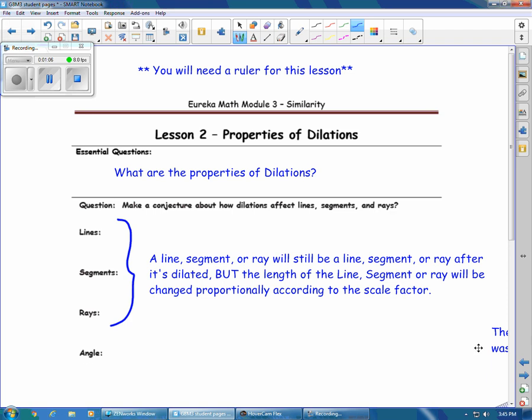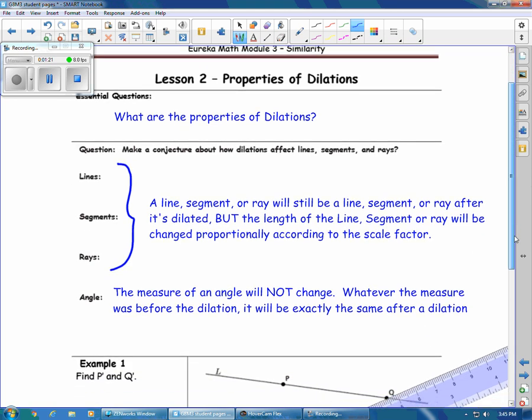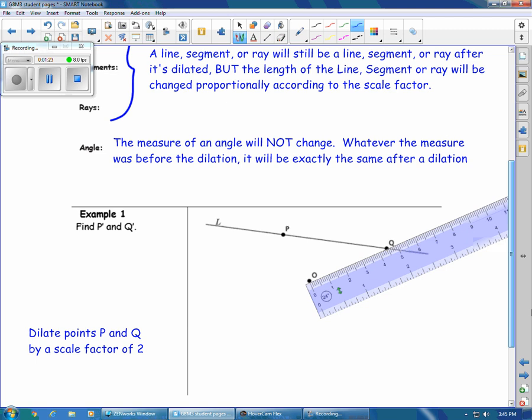What about angle measures? Angle measures are not going to change. Whatever the measure of the angle was before the dilation, it will be exactly the same after the dilation. So let's go ahead and get started with some dilations. Here's where you need your ruler.